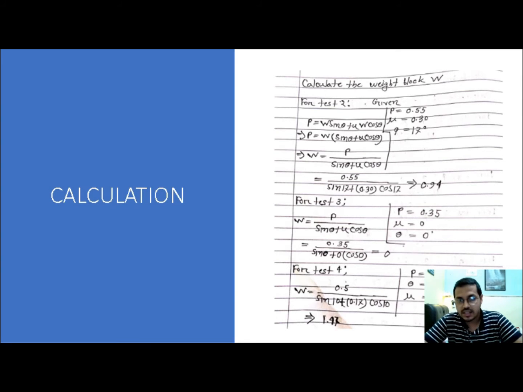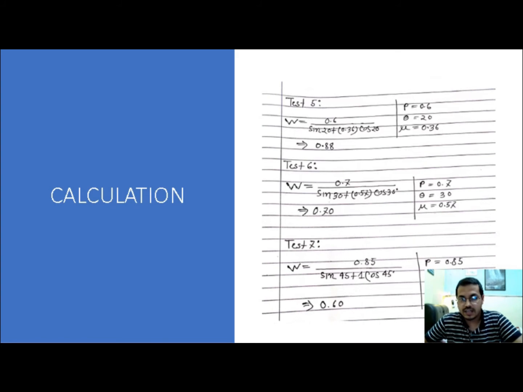You can see in the slide, we calculate for test 2, test 3, test 4, test 5, test 6 and test 7. So this is the other slide. We also calculate W for test 5, test 6 and test 7, and all the values we get from the table, and the coefficient of friction we calculated before, you can see in the slide.